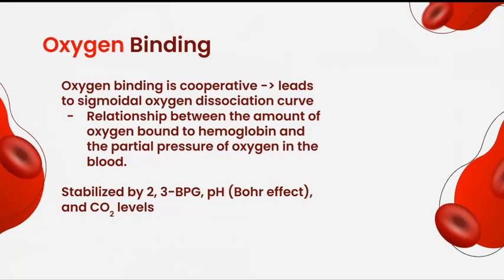The Bohr effect comes into play here, where lower pH or higher CO2 levels shift the curve to the right, releasing oxygen more readily to tissues. The molecule 2,3-BPG, produced in red blood cells, also lowers hemoglobin's oxygen affinity, helping unload oxygen in tissues.